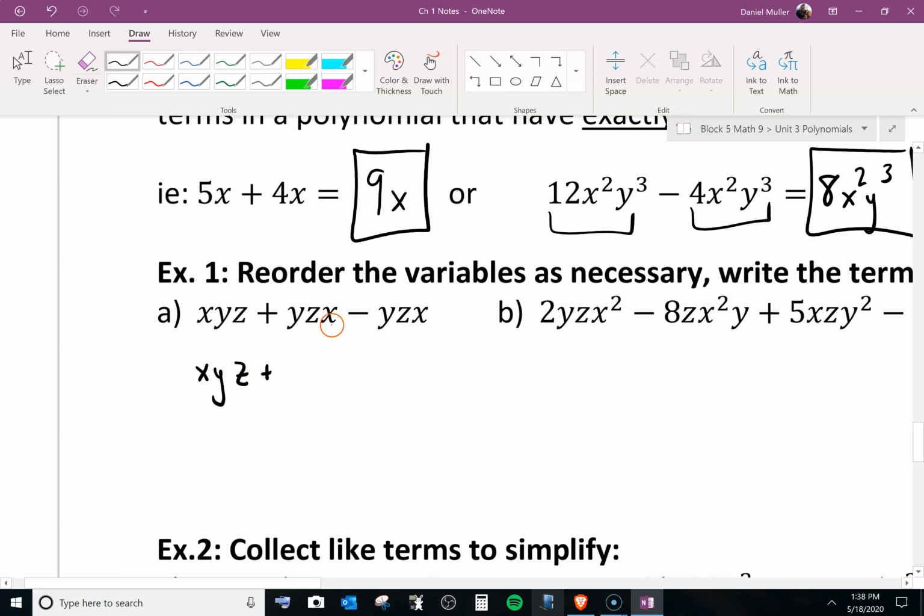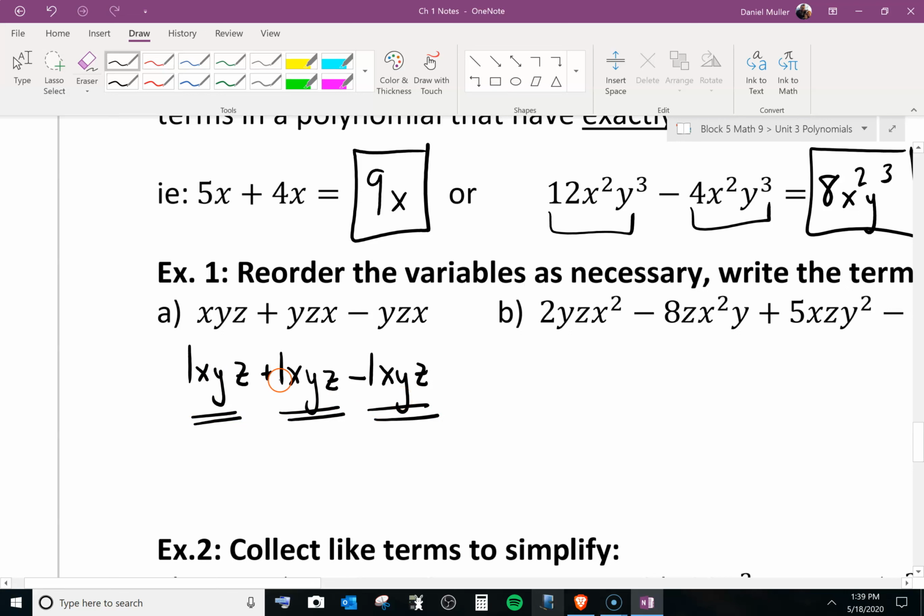This is a yzx, so let's rewrite that as the x first, then the y, then the z. And then minus, again, these are out of order, so we can write the x, then the y, then the z. And the numbers, you don't see it here, but there's actually a 1, and a 1, and a 1. So the coefficients, if they're not written, are 1. So this is alike with this and this. They are all alike. So we can combine them.